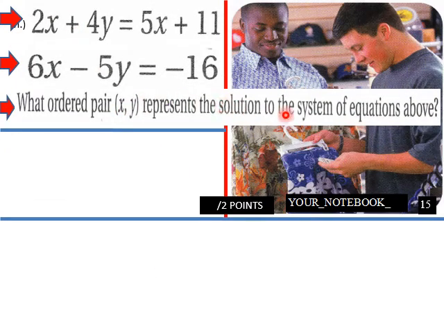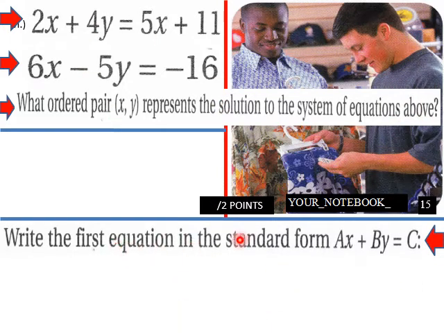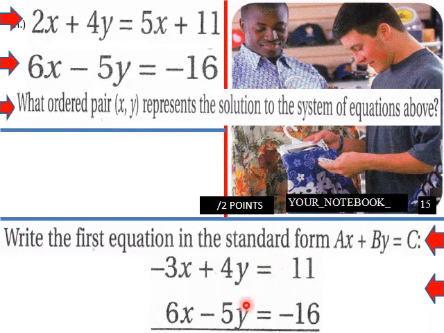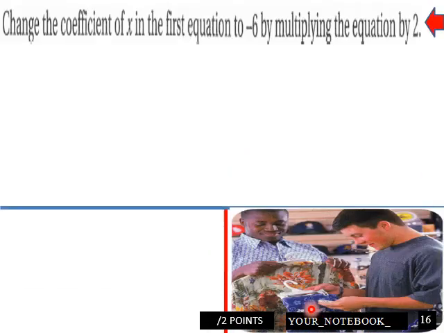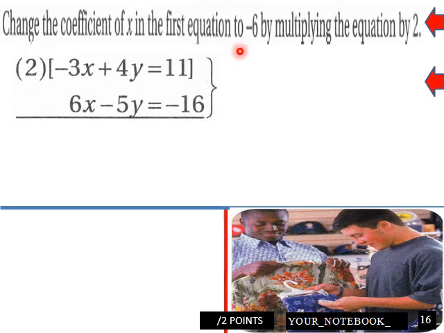What ordered pair represents the solution to the system of equations above? So write the first equation in the standard form. Negative 3x plus 4y equals 11. So we bring this over here, and it becomes negative 3x, and 6x minus 5y equals negative 15. Then when we further combine that, change the coefficient of x in the first equation to negative 6 by multiplying the equation by negative 2. So we're going to multiply this, not by negative 2, but by positive 2.